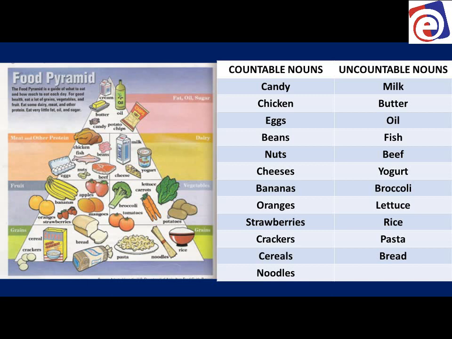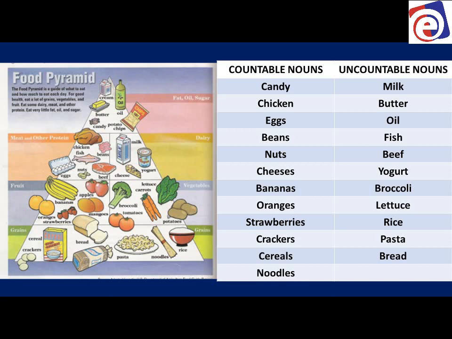And so you can see countable nouns, candy, chicken, eggs, beans, don't forget the S, beans, cheeses, plural, bananas, oranges, strawberries, crackers, cereals, noodles. Let's do this again because all of these are plural and I want you to practice saying the S sound at the end.